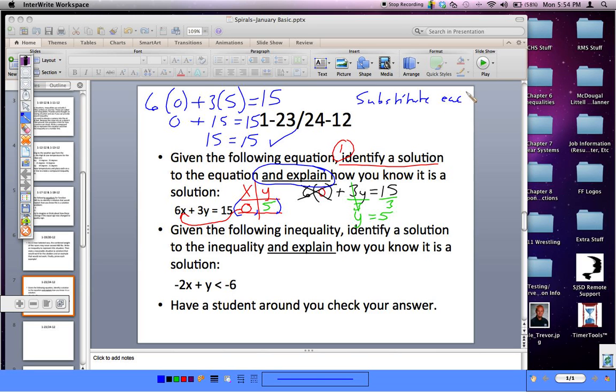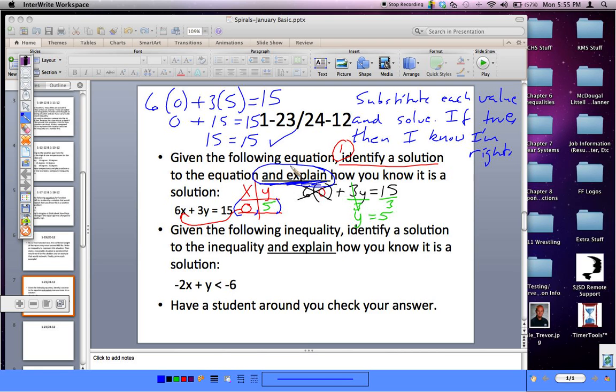I substitute each value and solve. If true, which 15 is 15, then I know I am correct. And that's what we're looking at for an explanation here.